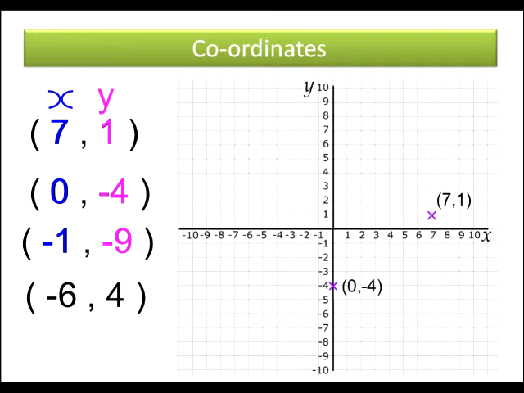1 left and 9 down will take us down to that point, and -6 in the x, and 4 up would take us here to this point there. So if you've got that, you're ready to move on.